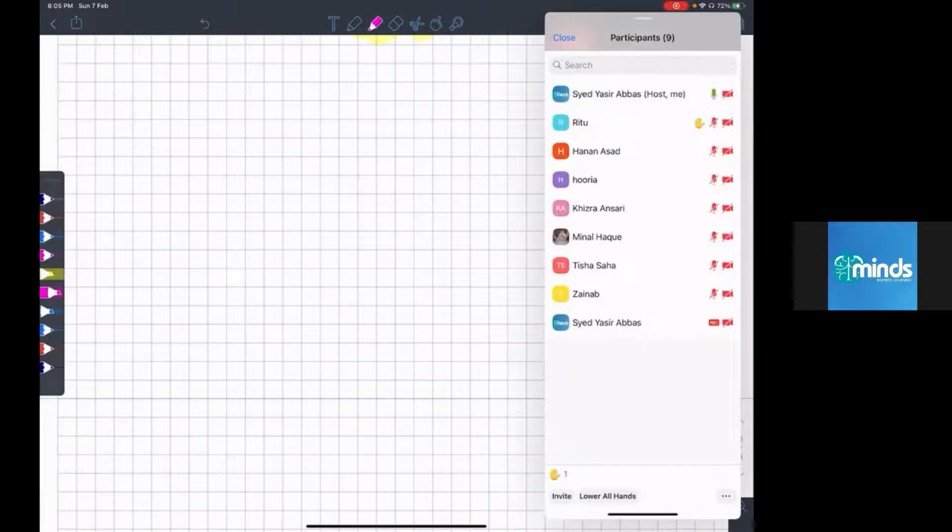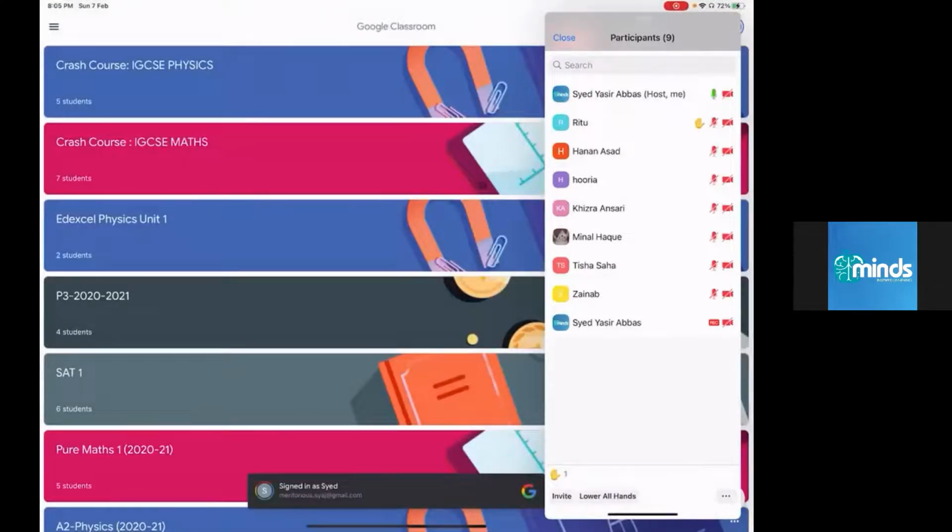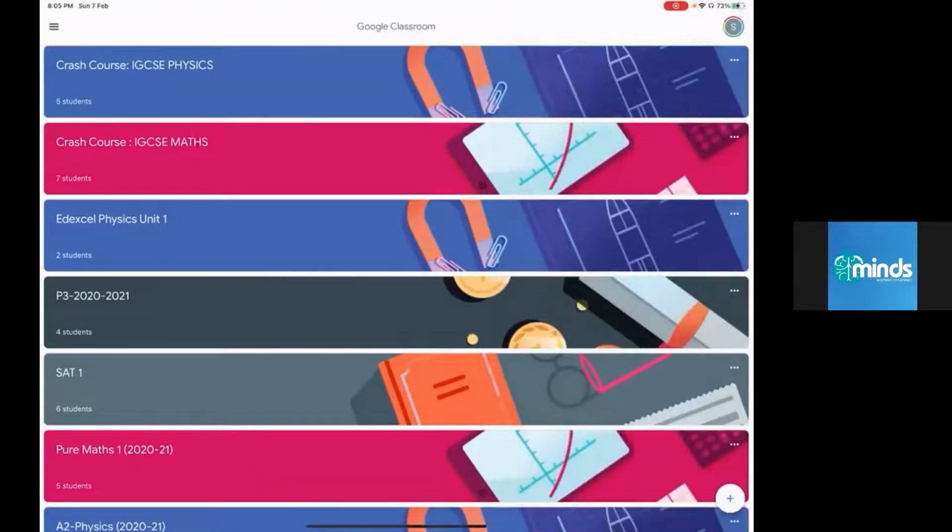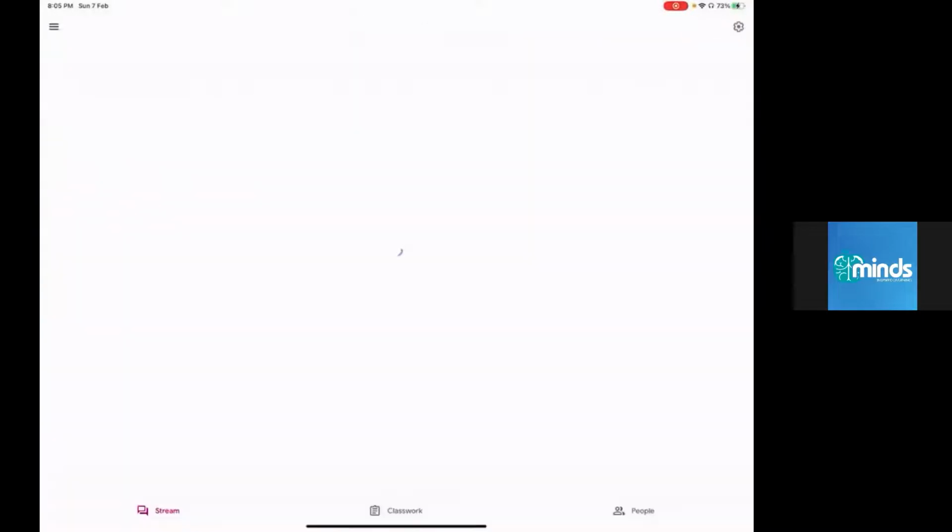Okay, just share the worksheet on Google Classroom. Khiza, I'm sharing it with you because you are not added in this classroom, so you will not be able to access it.